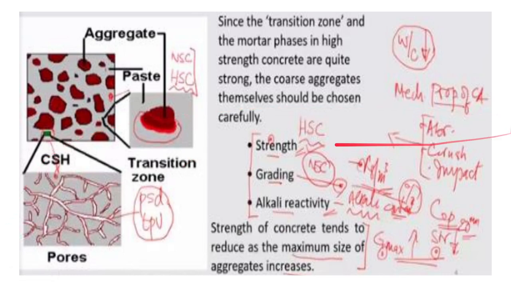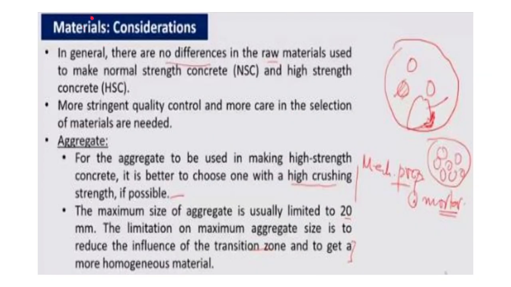As you can see in this picture, this is the transition zone, this is the paste, these are the aggregates, this is the CSH gel, and inside are the various types of pores such as capillary pores and gel pores, etc. We have discussed all of them in the previous classes. Now let us see the considerations.